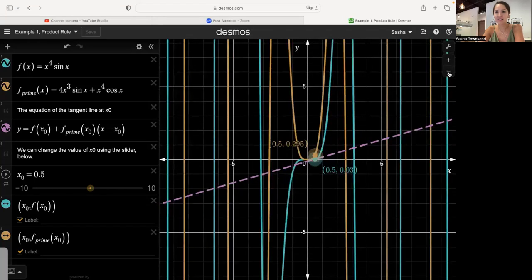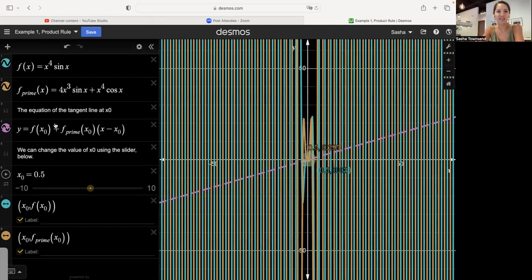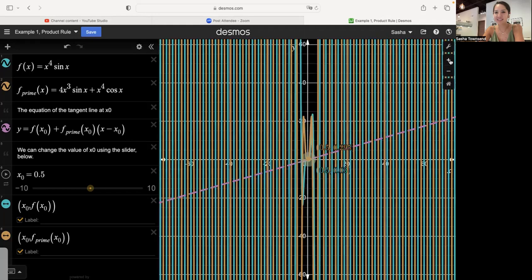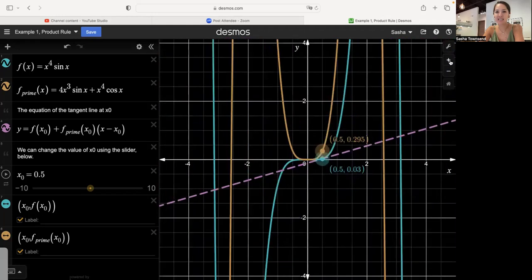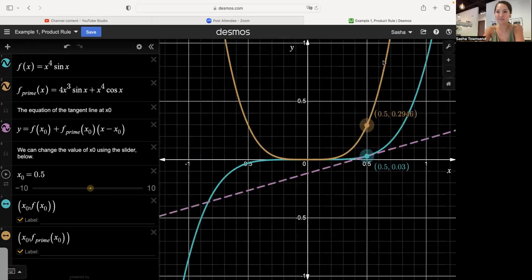It's actually kind of wild because this x to the fourth is a very large number most of the time, and sine of x just oscillates between -1 and 1. So in order to get a picture that looked easy to analyze, I had to zoom in a lot. But we've zoomed in, and then I drew the tangent line. So that's y equals the original y value plus the derivative evaluated at our point of interest. So that's actually a number. It's just the slope times the change in x.